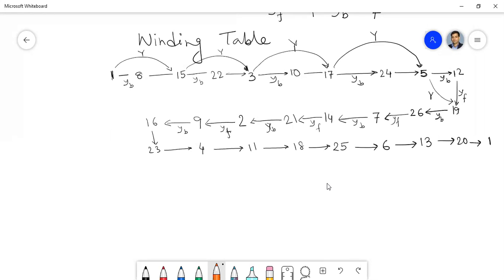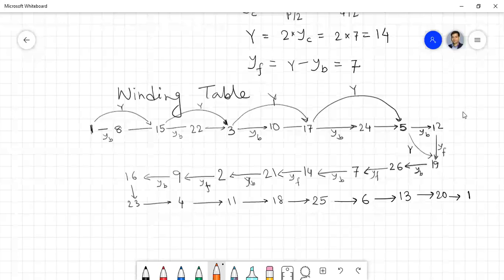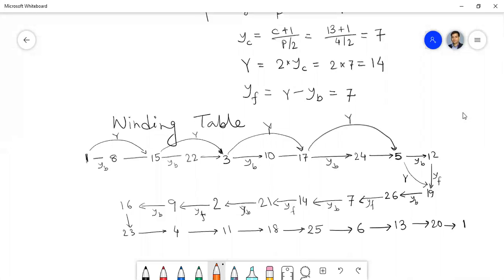Now, if you have any doubt regarding this winding diagram for the simplex wave winding, you can ask me, or I also can ask you some problem.